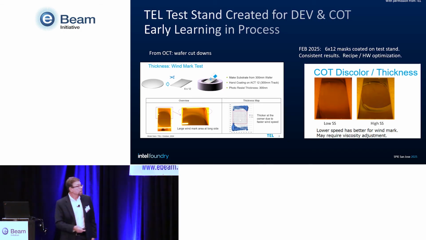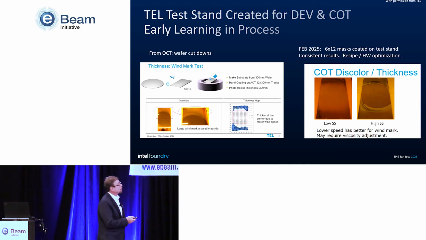piece of glass. So they set up a test stand, and they started by taking wafers and cutting them to 6 by 12 or as close to it, and trying to see the resist uniformity and so on. Later, we started shipping them real masks, and they're doing the experiment with real masks.